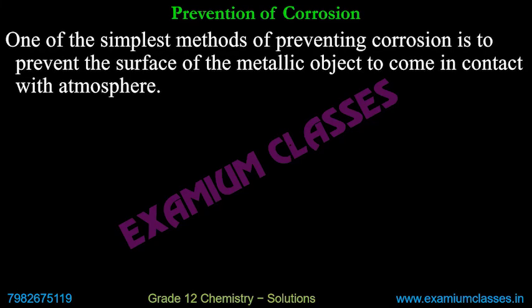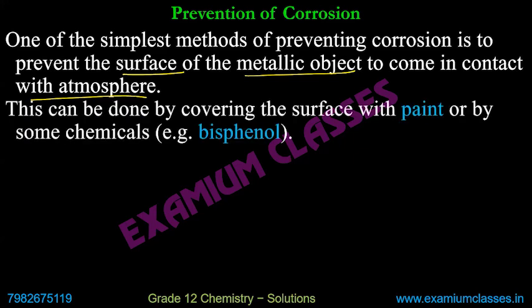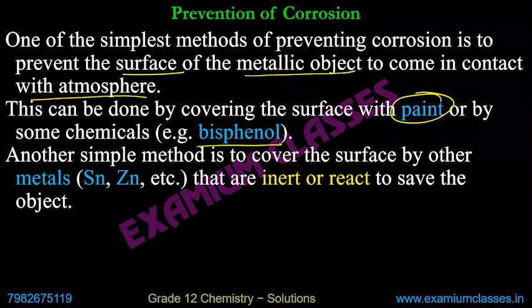Prevention of corrosion, how we can prevent corrosion. One of the simplest methods of preventing corrosion is to prevent the surface of the metallic objects to come in contact with atmosphere. Means break the contact with atmospheric oxygen and moisture. So one is paint. Paint the surface by some chemicals, for example, bisphenol. Another simple method is to cover the surface by other metals. Instead of paint, cover it with metal. For example, tin and zinc that are inert or react to save the object. So the metal covering can be inert and metal covering can be the reactive also.